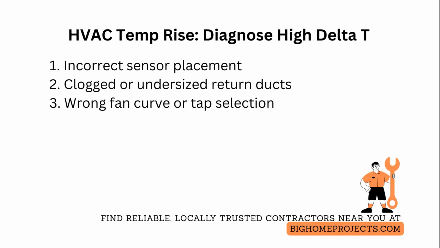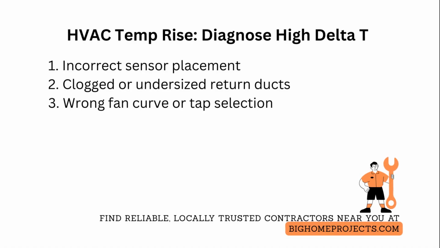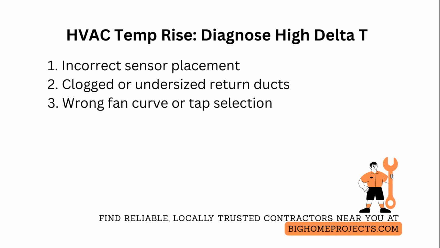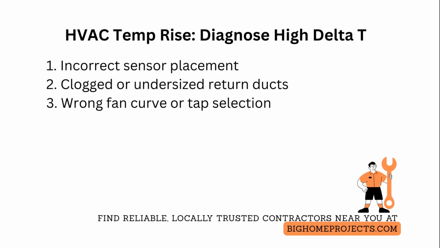One of the frequent installation errors is wrong fan curve or motor tap selection producing insufficient airflow despite apparent normal motor operation. Correct by matching fan curve to system design, checking motor wiring taps, or installing a properly sized variable speed drive, and then recalculating CFM with the temp rise formula.